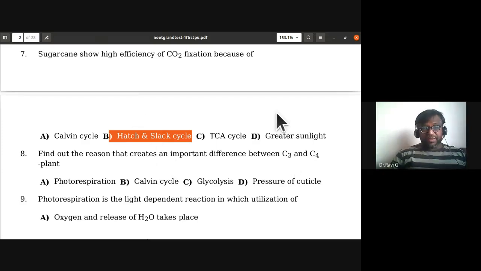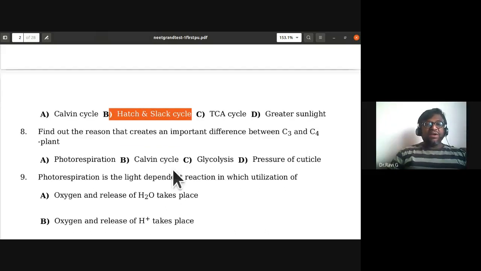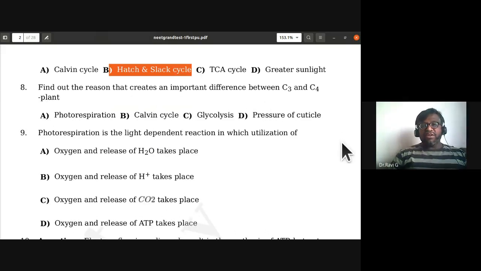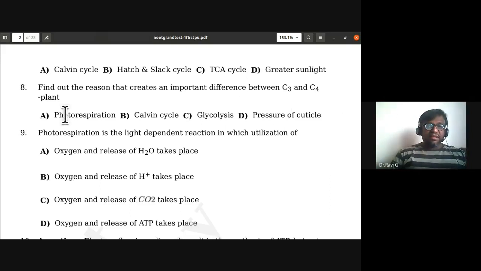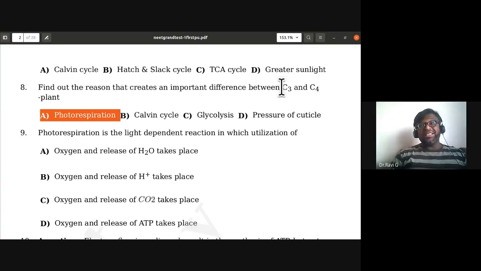Okay, the next one: find out the reason that creates an important difference between C3 and C4 plants. The answer is photorespiration. Why is the answer photorespiration? Can anyone say that? Yes, most of you are correct. Photorespiration is absent or very low in C4 plants, whereas photorespiration is noticed in C3 plants.